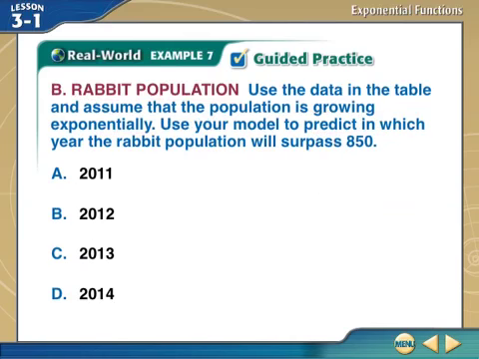In part B of Real World Example 7, we're still dealing with the rabbit population. Using the data in the table from part A and assuming that the population is growing exponentially, use the model you found in part A to predict in which year the rabbit population will surpass, or be greater than, 850 rabbits. You have 4 choices, A, B, C, and D. Select the correct response and press submit.